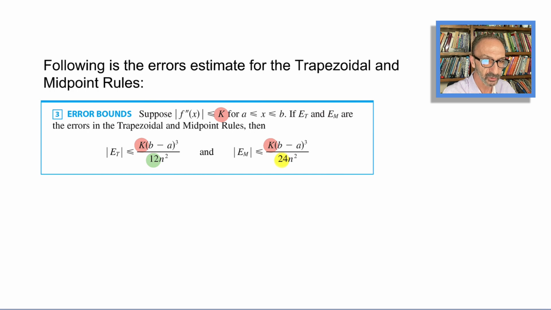And we're going from a to b, so inside we have b minus a to the power 3, b minus a to the power 3, but down below we have n to the second. One major difference is the 12 right here and the 24 right here. So it's not too hard to memorize the AT and EM. They're pretty much the same, except the 12 and the 24.